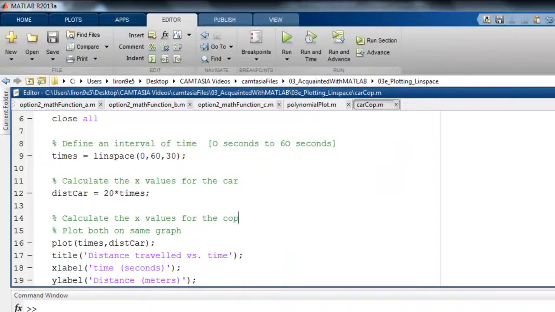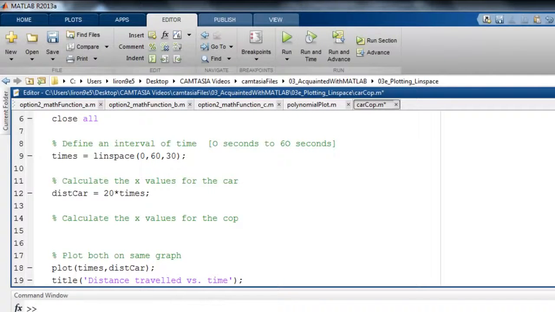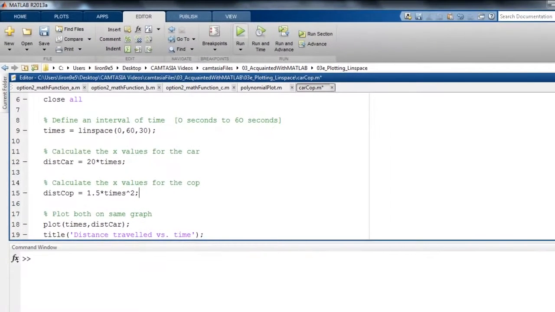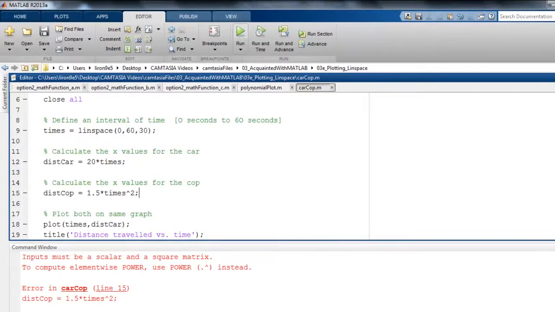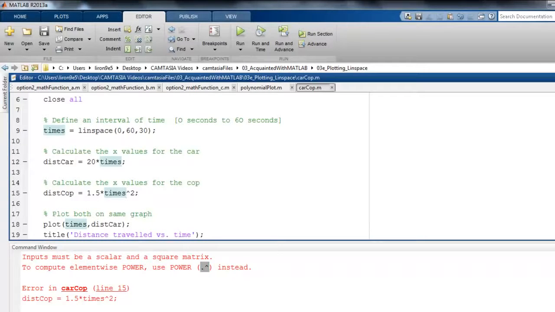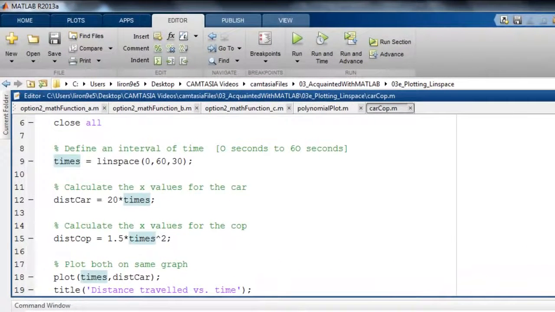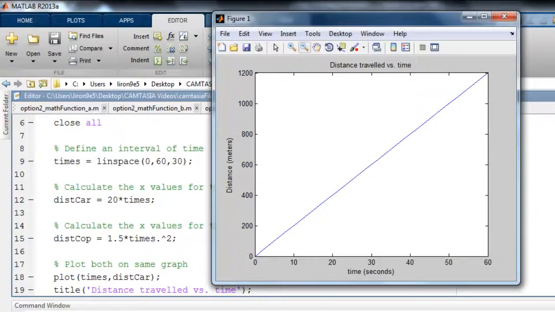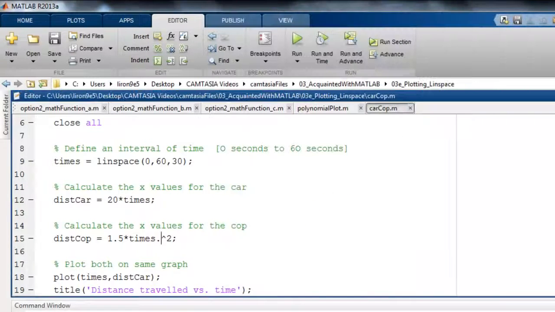So, the car works. Let's do the cop. The distance traveled by the cop was 1.5 times times squared. Again, run immediately. Since this is the only line that I typed, I know the error is right there. By reading the error, compute element-wise power, use the dot caret instead. Remember, we're trying to do element per element operations. We're not doing vector operations. So, alright. It still works, but I have to plot it.